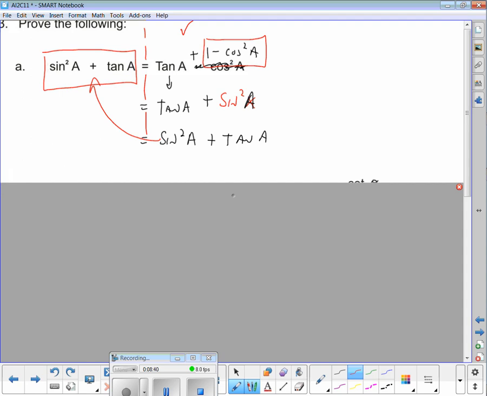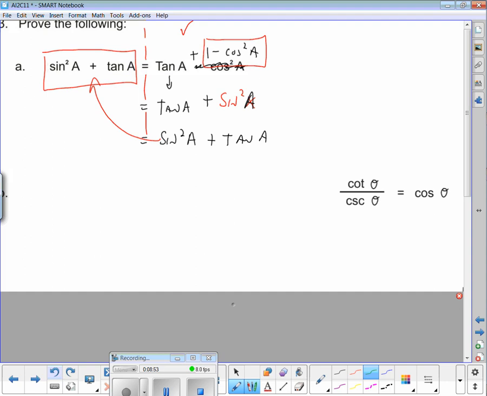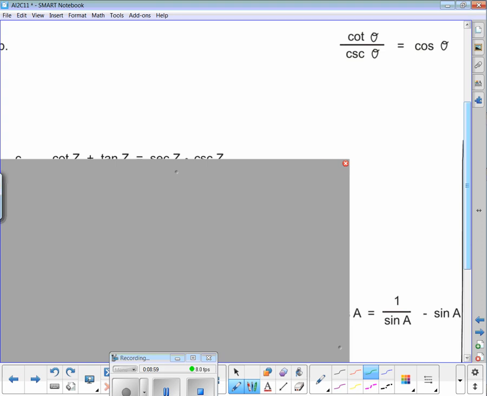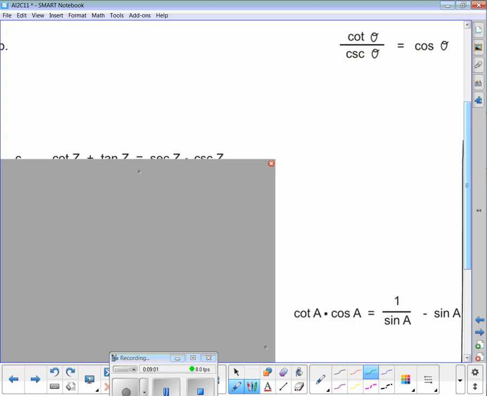Now, by the way, I could have also worked off the left-hand side and changed that to 1 minus cosine squared A and had the left look like the right, right? Again, there are different ways to approach these and different tracks you can take to get there. So it's not always a right way and a wrong way. All right, let me pull the shade for a little bit because I might need that portion of it.